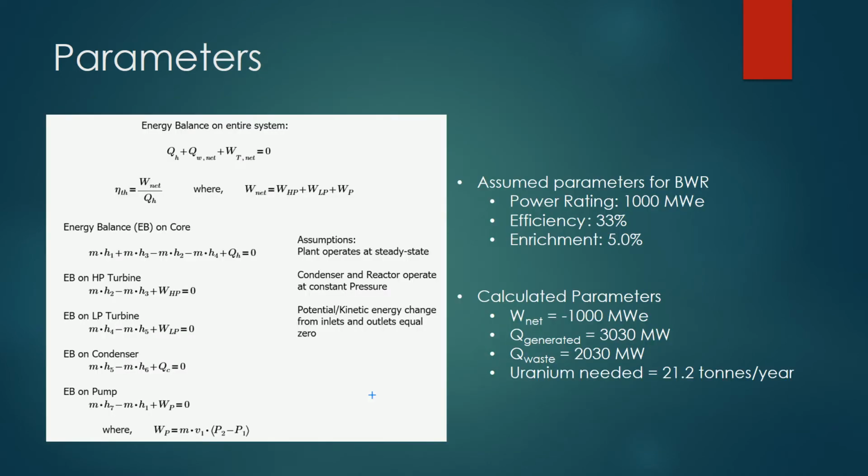For our following calculations, we assumed parameters typical of a boiling water reactor, including a power rating of 1,000 megawatts, a 33% efficiency, and a 5% enrichment. These assumptions, along with the energy balance equation, allow us to calculate parameters that were useful in solving our process engineering and economic costs. We ultimately determined that we would generate 3,030 megawatts of heat, with 2,000 of that going to the waste stream, and that we would require 21.2 tons a year of uranium. In addition, equations for energy balances on individual components can be shown to the left.